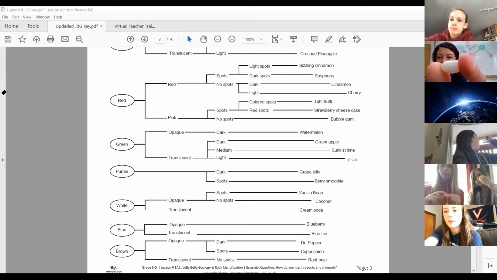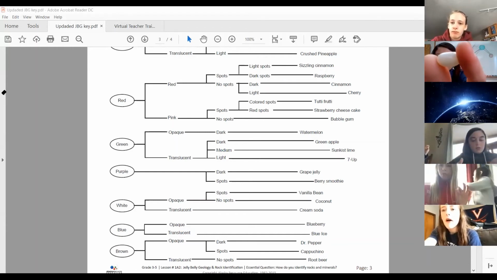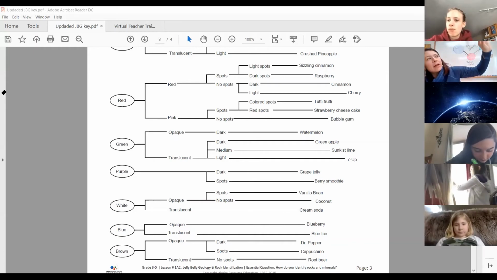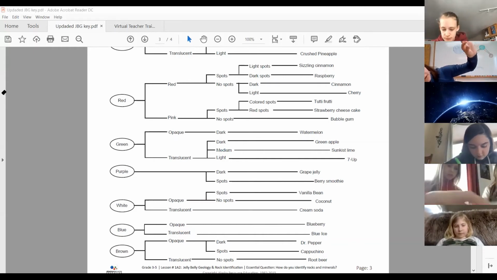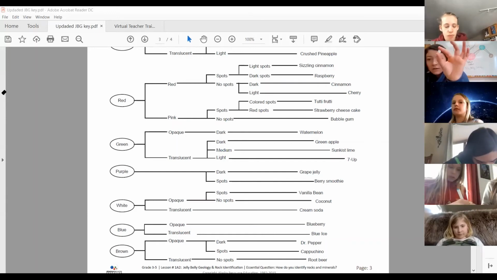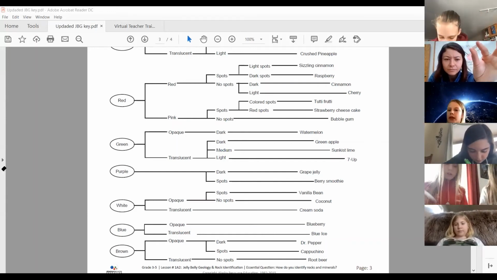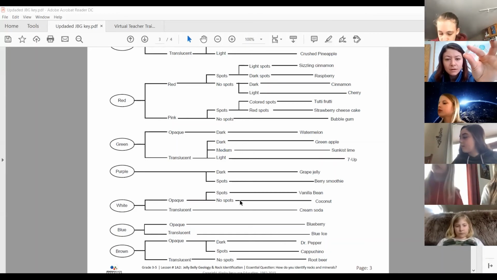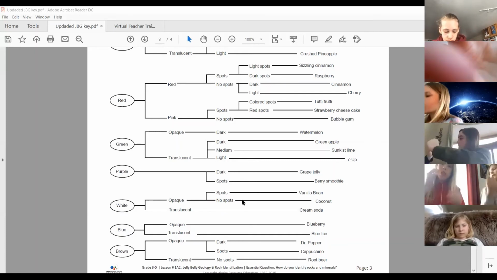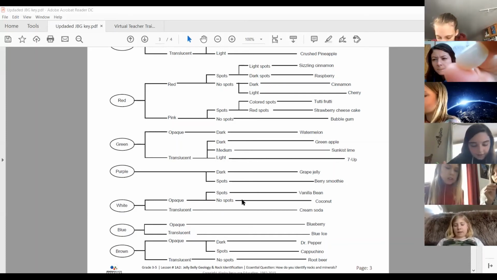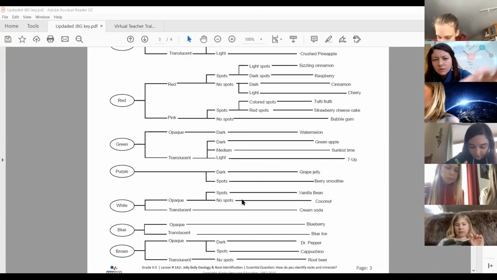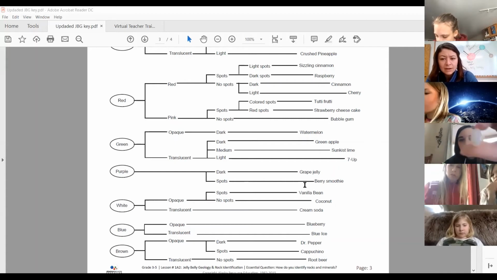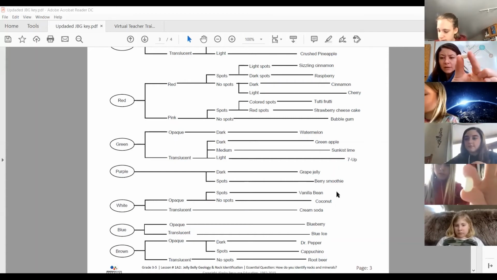Now, is your white translucent or opaque? It is opaque. So opaque is no light, translucent is light. I'm looking at mine. Mine is opaque, I'm pretty sure. Cream soda. Okay, cream soda. So if it's opaque, let me see your white. Does yours have spots or no spots? This one's gonna be hard to see. Mine has spots. Yours has spots. Mine also has spots. If you look really close, they're not super obvious.